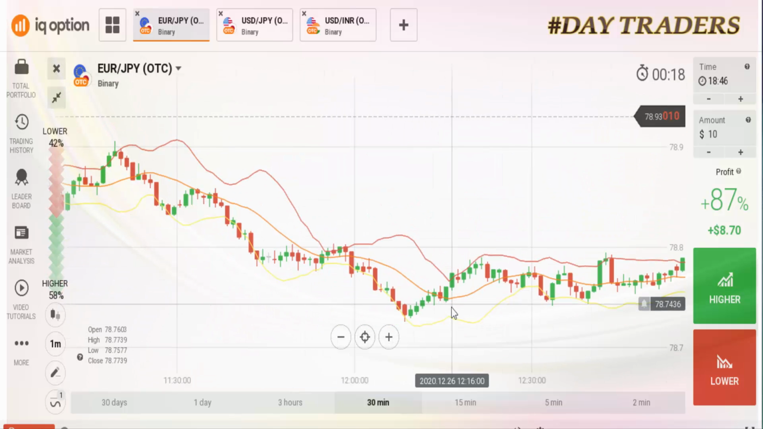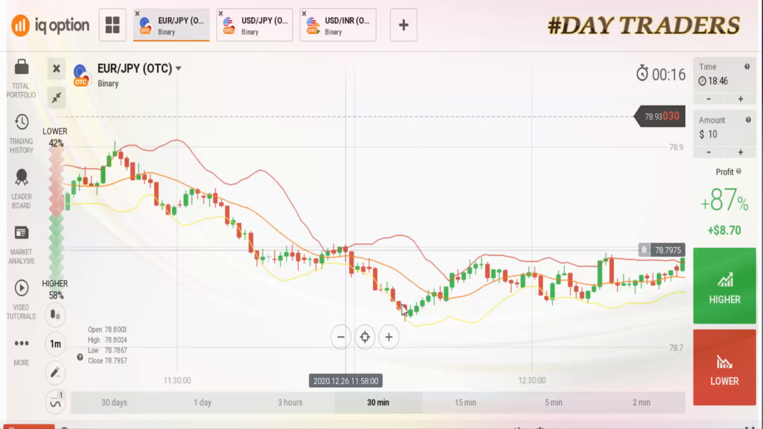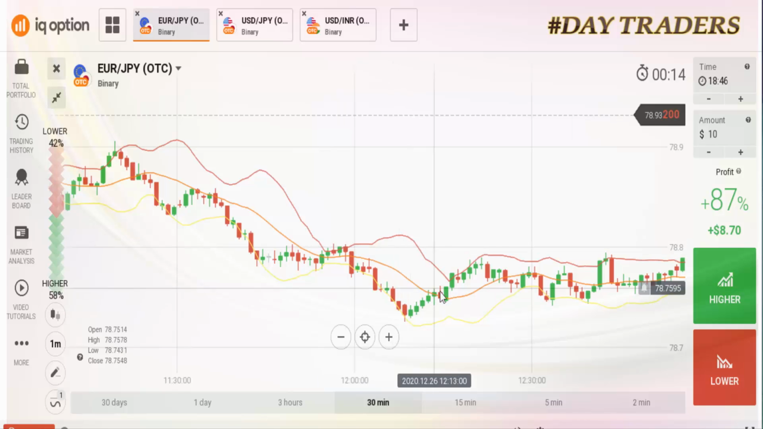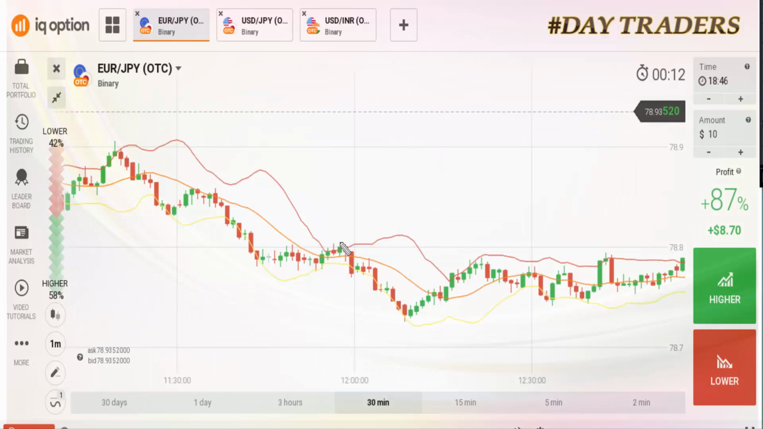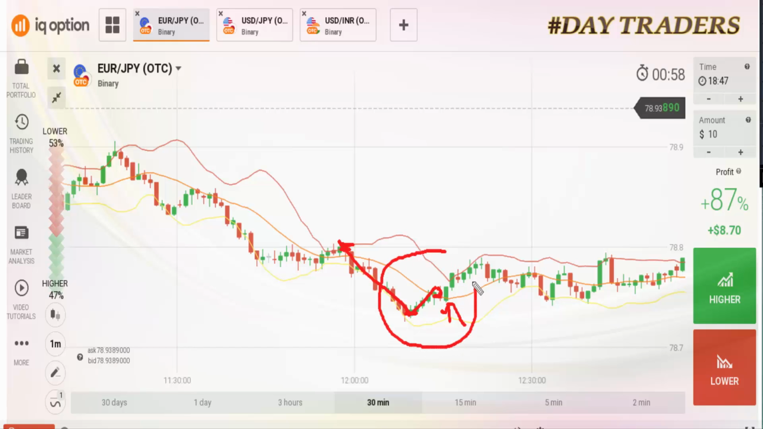Okay, now first time it's resistance level to support level. Now we want a breakout. You can see this is a resistance level and support level. Now we want a breakout, closing point at the level, and try to place a higher option. Okay, this strategy is giving 90%.